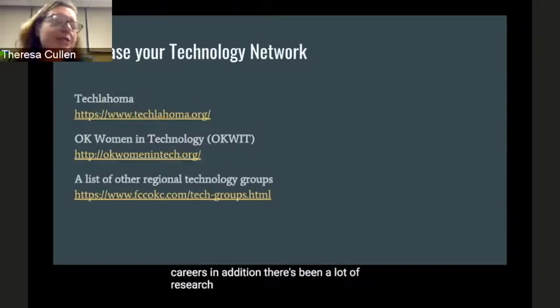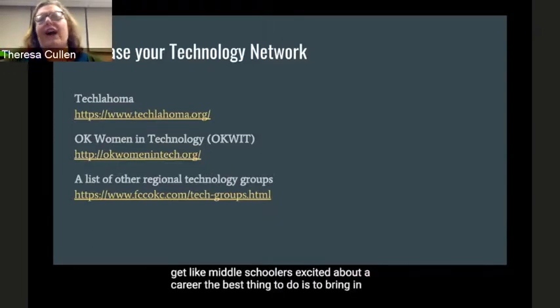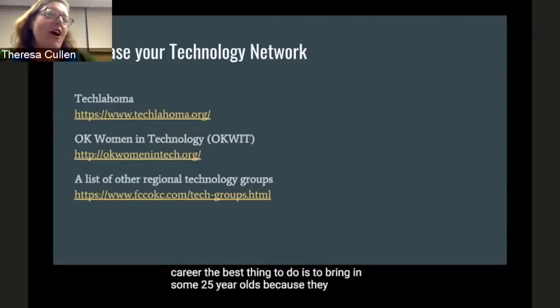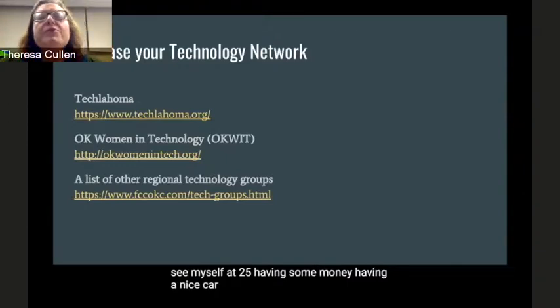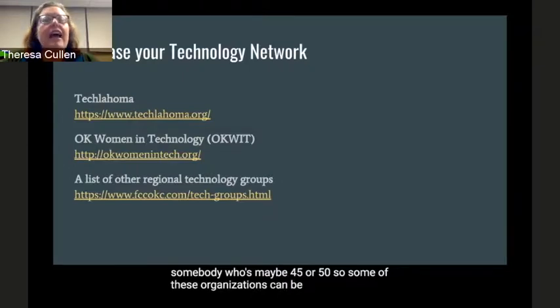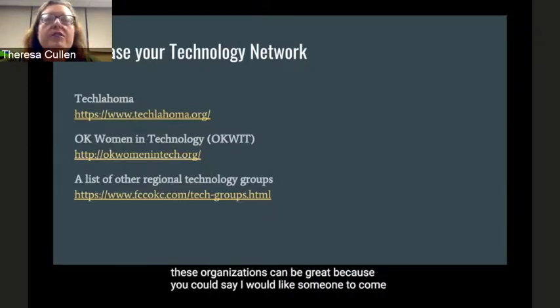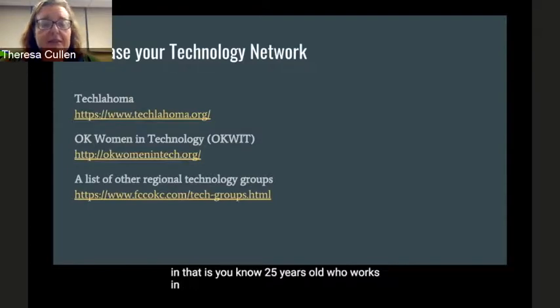In addition, there's been a lot of research that has shown that if you want to get middle schoolers excited about a career, the best thing to do is to bring in some 25-year-olds, because I could see myself at 25 having some money, having a nice car, getting some nice clothes, that sort of thing. But they don't always relate to somebody who's maybe 45 or 50. So some of these organizations can be great because you could say, I would like someone to come in that is 25 years old who works in programming video games, and they can help you connect.